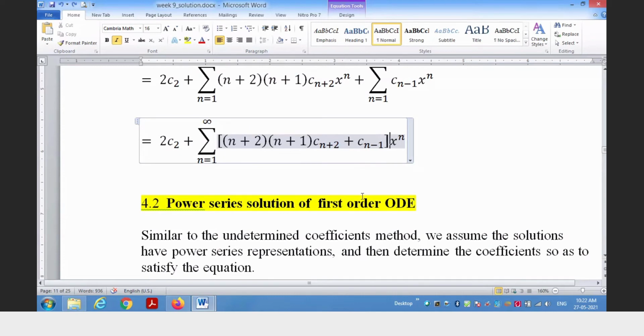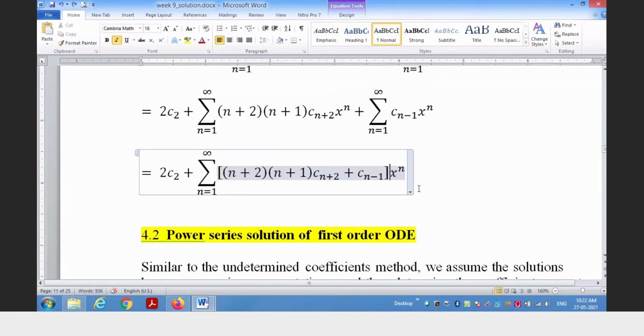Okay, the basic concept is, in order to combine two power series or three power series, you have to ensure that the powers are the same, and also the index must be the same. Then only you can combine. Otherwise you cannot combine those two or three summations, right? So two conditions must be satisfied. The power must be the same, and the index also must be the same.